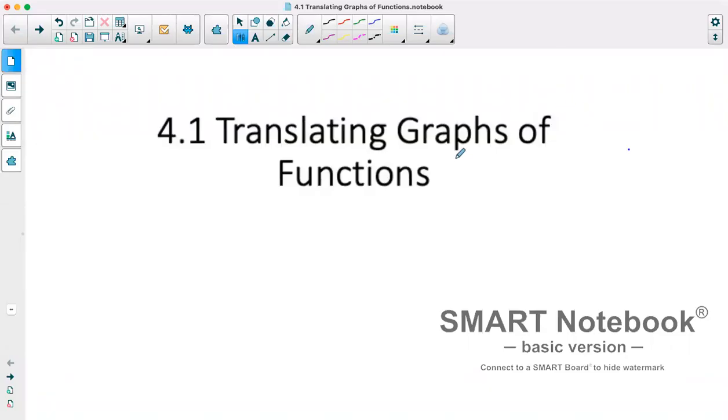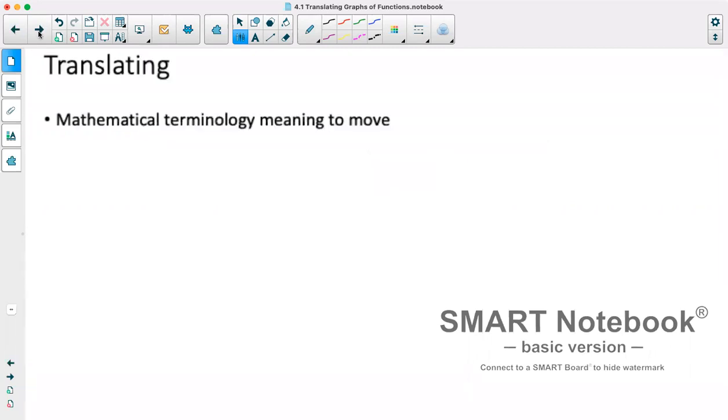Hi, today we are looking at section 4.1, which is translating graphs of functions. First we'll go through some definitions and then we'll look at some examples. The first definition is translating. Mathematically, translating means to move. So if we're translating a graph, we're moving it left or right, or up or down.